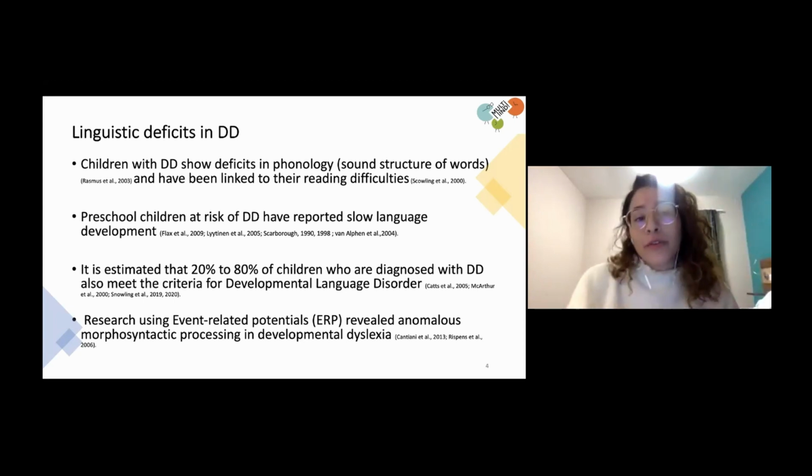Although a lot of research has mainly focused on the phonological difficulties in children or adults with dyslexia, actually there are other language difficulties that are usually observed in individuals with dyslexia that go beyond the weak phonological profiles that I have just described. For example, studies that have followed children who are at risk of developmental dyslexia, such as children who have a family member with dyslexia, have found that these children usually have delayed language development.